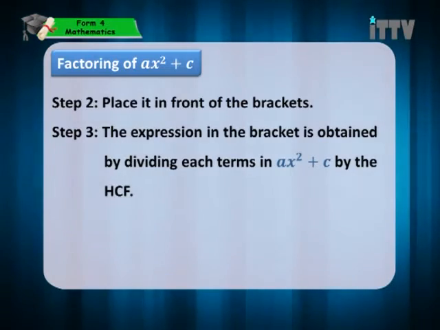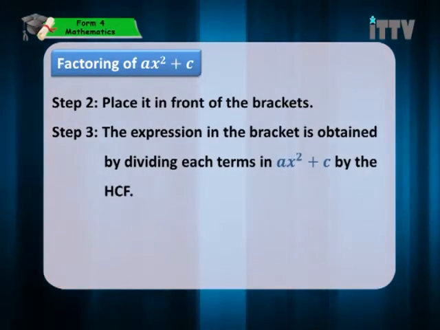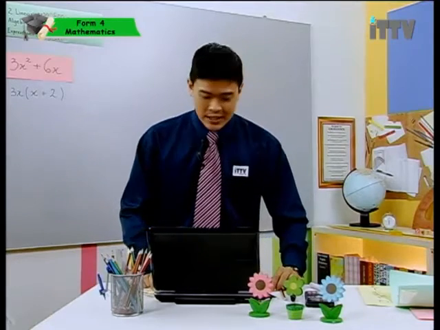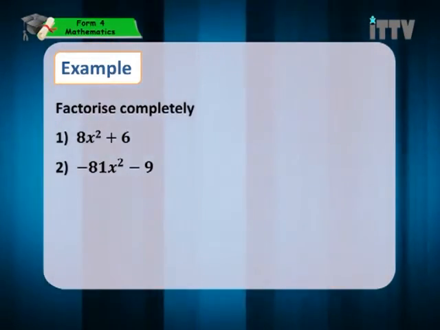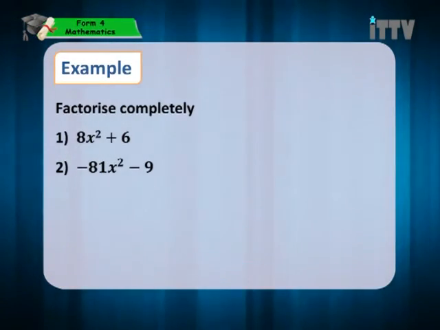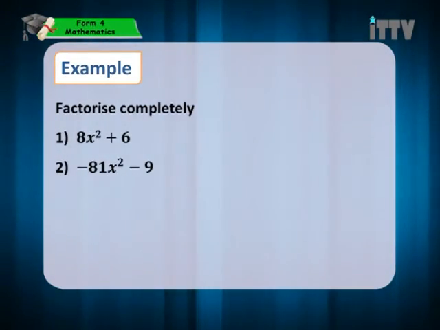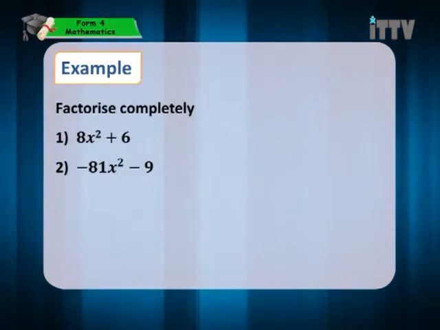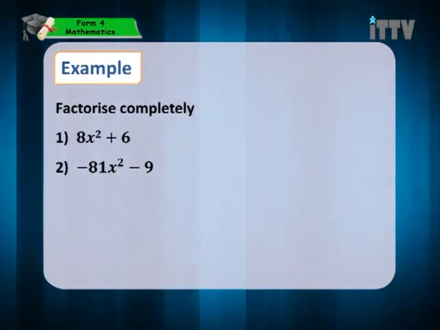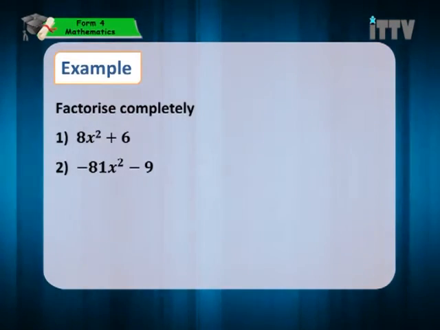the highest common factor. Alright, let's look at a few examples for factorizing quadratic expressions in category 2, which is ax squared plus c. Factorize completely. Number 1, 8x squared plus 6, and number 2, negative 81x squared minus 9. If you look carefully, both of these quadratic expressions are in category 2 because there is an a, which is the constant of the x squared, and c, which is the constant by itself. So you compare the general form to any given quadratic expression.